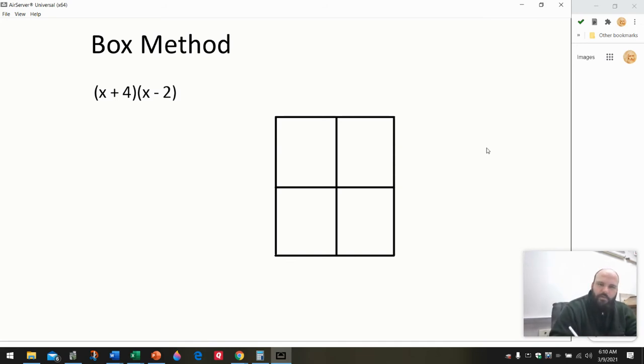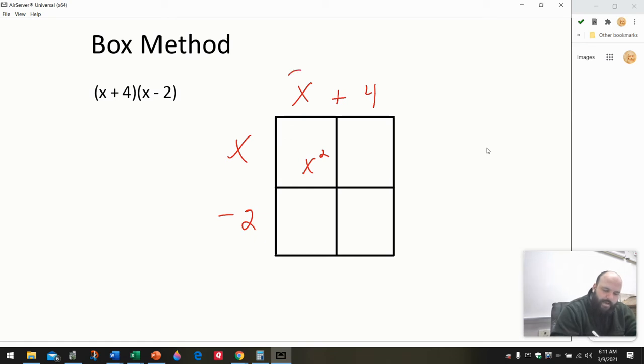multiplied. The way you do this is you write the first expression on top of the box, and then you write the second expression beside the box. So I have x plus 4 on top and then x minus 2 on the side. And it really doesn't matter which one you write where. You'll get the same answer because multiplication is commutative. Now you proceed to multiply. So you can see x times x would give me x squared.